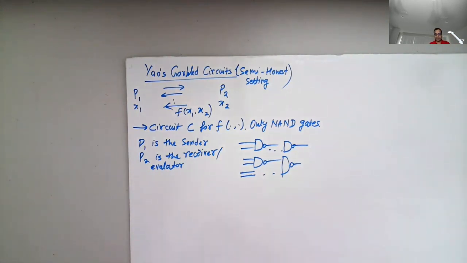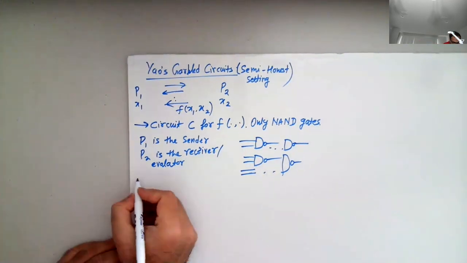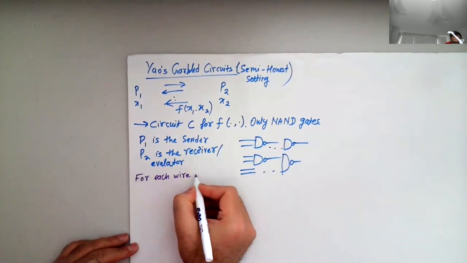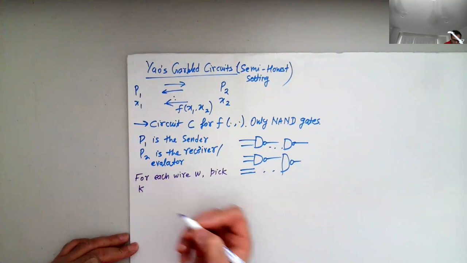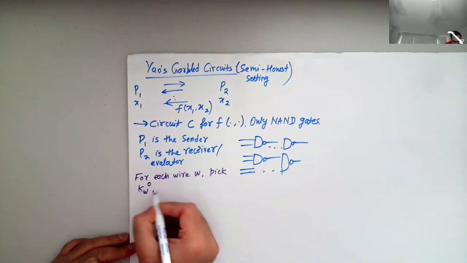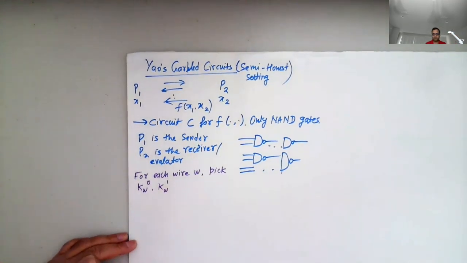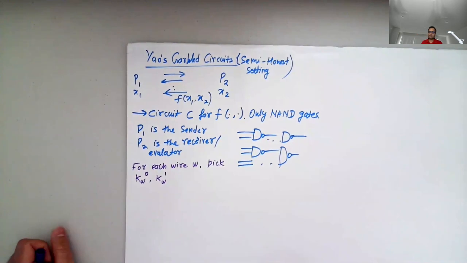Now, as the first step, let's look at every wire in the circuit. And what we will do is generate two keys for every wire, two random keys. So for each wire W, pick two keys, let's call them KW0 and KW1. Okay, and these are keys for an encryption scheme, like for AES or whatever, right?